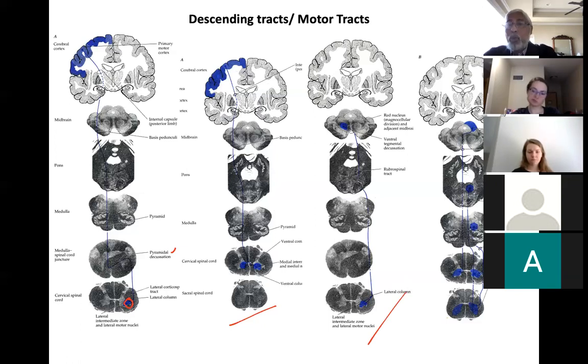Is it a cortico? No, it's not cortico. It's subcortical origin, right? Origin is here. So you don't know it. So let me give you a tip.